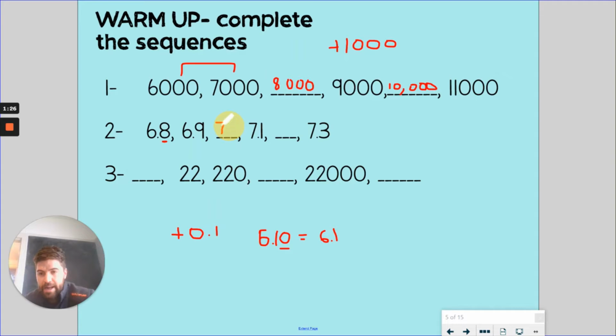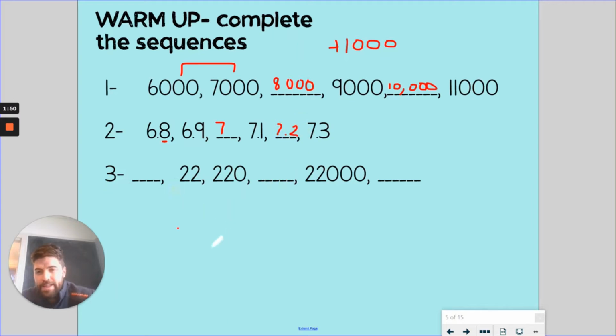Now we're going to add up to 7. We don't need the 0.0 on the end. If you have put 7.0, that's okay. It's still the same number, but we don't need the 0 on it. All right, so just 7 is fine there. And the last one there would be 7.1, then we go up to 7.2.